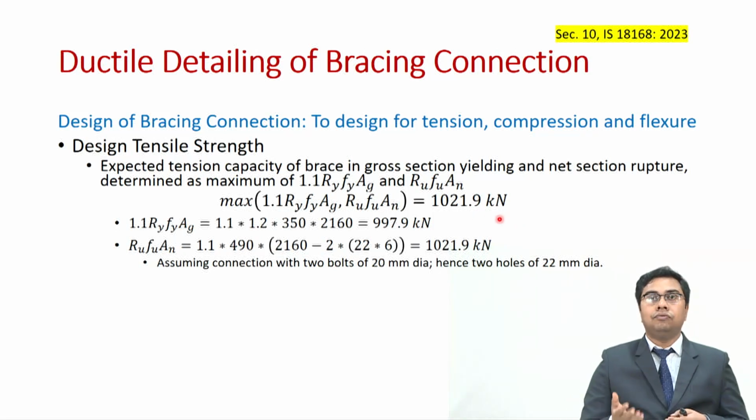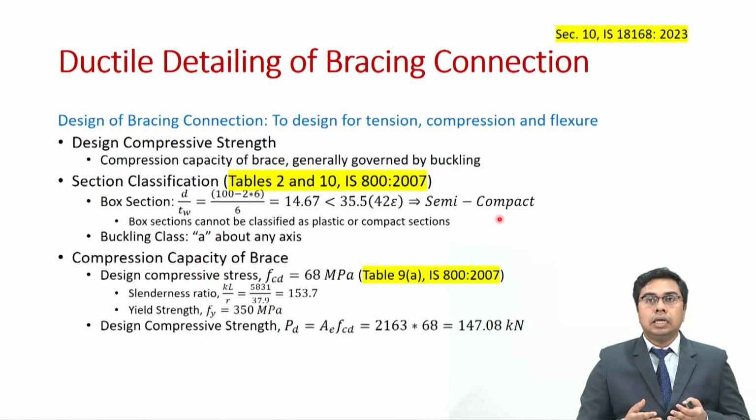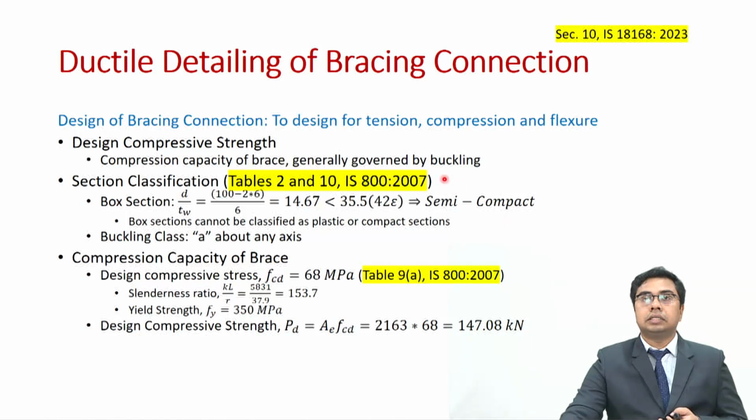Now let us try to find out the design compressive strength for the bracing connection. For the design compressive strength of the bracing connection, we usually are interested in the compression capacity of the brace, which is generally governed by buckling. So we want to know what is the compression capacity of the structural brace. For finding that out, we need to classify the brace section. So for the brace, we have used a square hollow section.